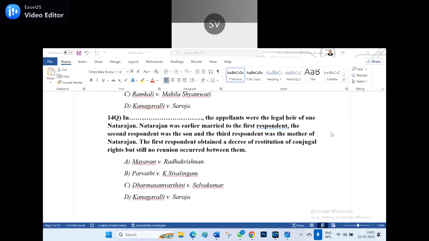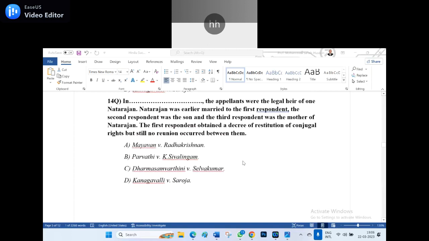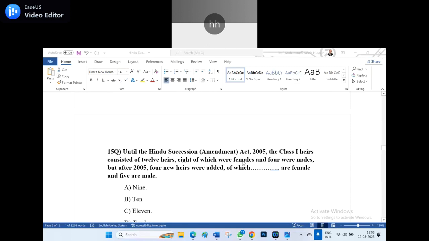Sir, A, I think Mayavan versus Radhakrishnan. Wrong. Second option. Sir, B, Parvati versus K. Sivalingam. Wrong. C. Wrong. Kanagavalli versus Saroja. Kanagavalli versus Saroja is the right answer.